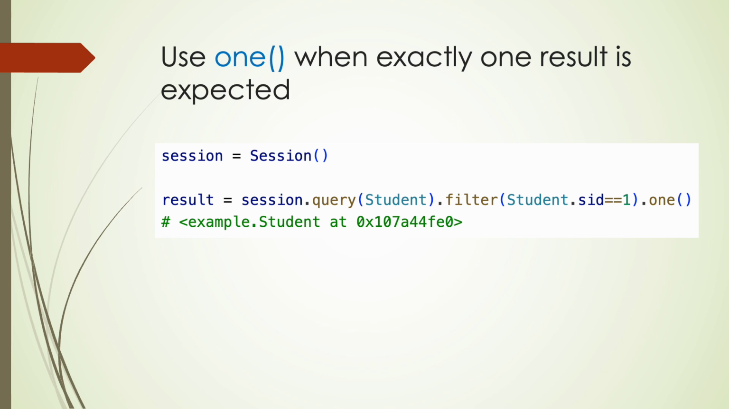The first one is called one, which is used when exactly one result is expected. The code demonstrated here uses the SQLAlchemy 1.4 style, which still works in 2.0. However, it's discouraged in the official documentation, and it's better to use the 2.0 style now.